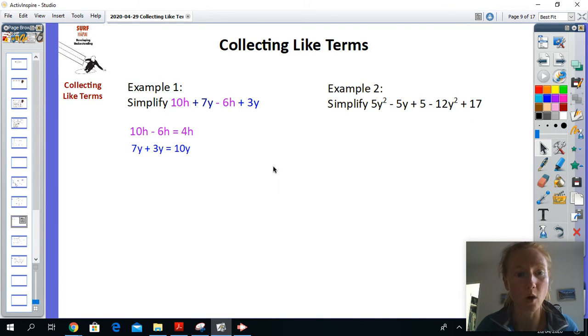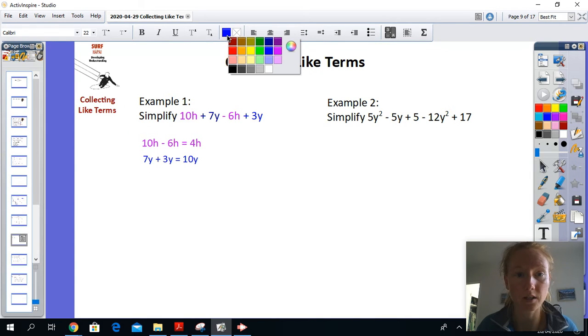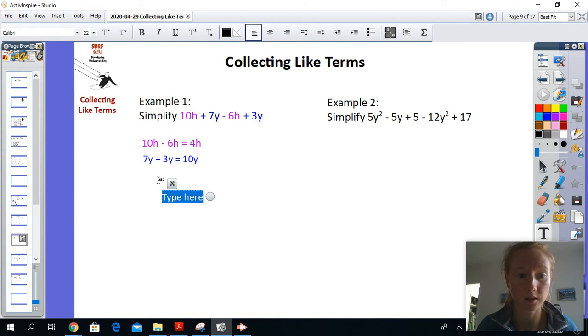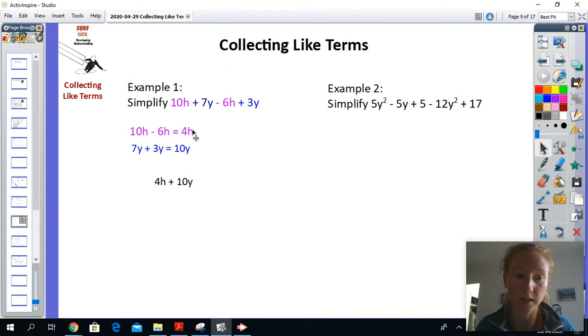Okay. Then I've worked out those two parts. So my final answer is going to be 4h plus 10y. My two answers that I had here, all I've done is combine them. I knew that that was going to be a plus sign because that 10y is positive. So if it's positive and it doesn't have a sign, I know that I need to add it on. So my final answer will be 4h plus 10y.